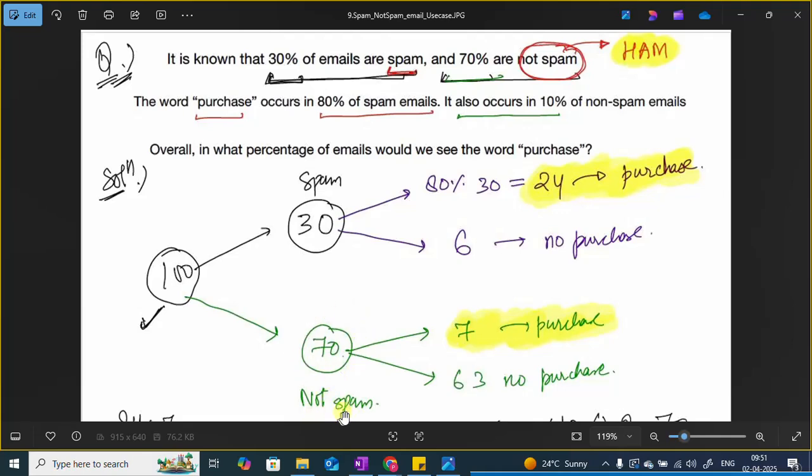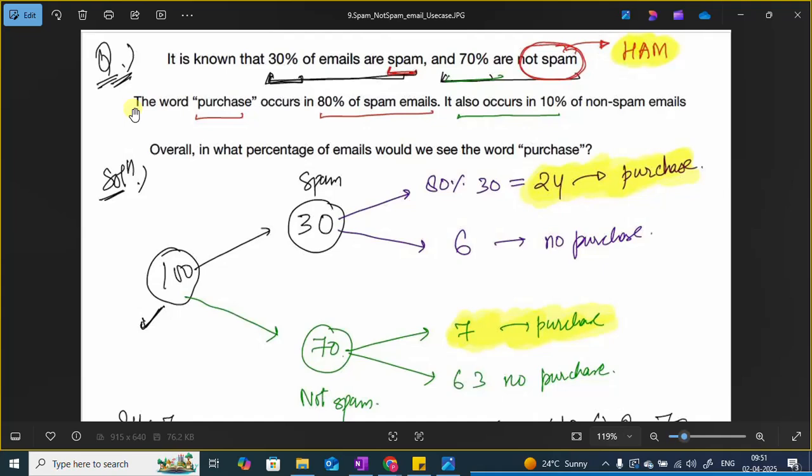Clear? Till this point, any doubt? First part, very simple. Out of 100 mails, 30% is spam, 70% are not spam. So I've written 30 and 70. Fantastic. Now, what is the second?